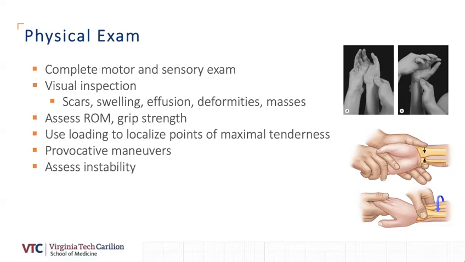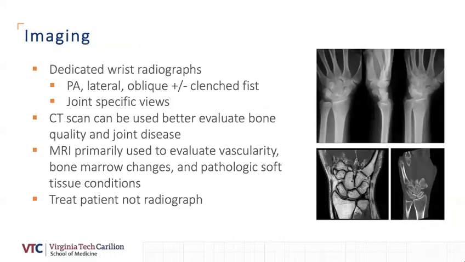assess their range of motion and grip strength, and then you can use loading to localize points of maximal tenderness, which could guide you to which exact area and joint might be affected. Again, doing different provocative maneuvers. And then you also want to look for any joint instability as well.